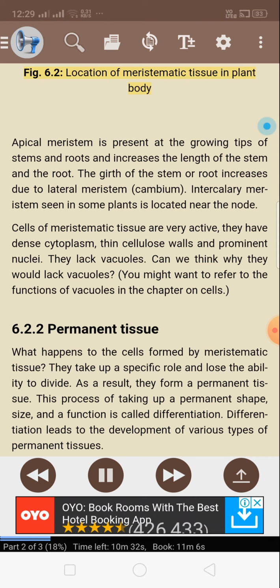Figure 6.2. Location of meristematic tissue in plant body. Apical meristem is present at the growing tips of stems and roots and increases the length of the stem and the root. The girth of the stem or root increases due to lateral meristem, cambium. Intercalary meristem seen in some plants is located near the node.